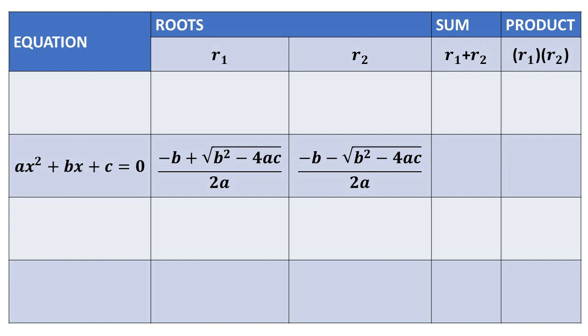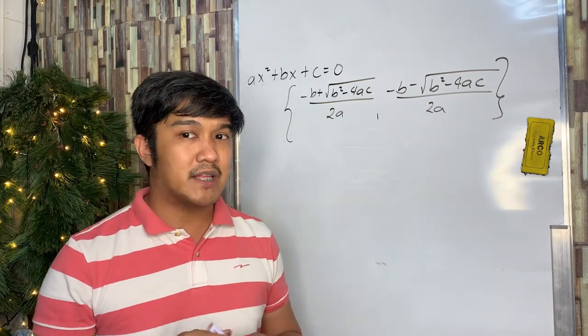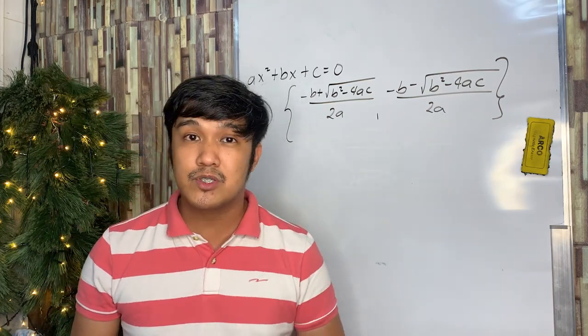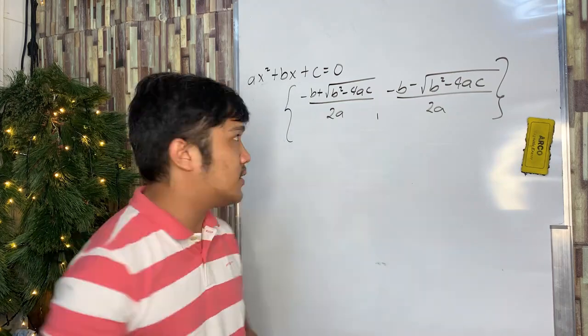And the roots are negative b plus the square root of b squared minus 4ac all over 2a and negative b minus the square root of b squared minus 4ac all over 2a. That is the root of our quadratic equation. Now, let's identify the sum and product of the roots of the given quadratic equation.